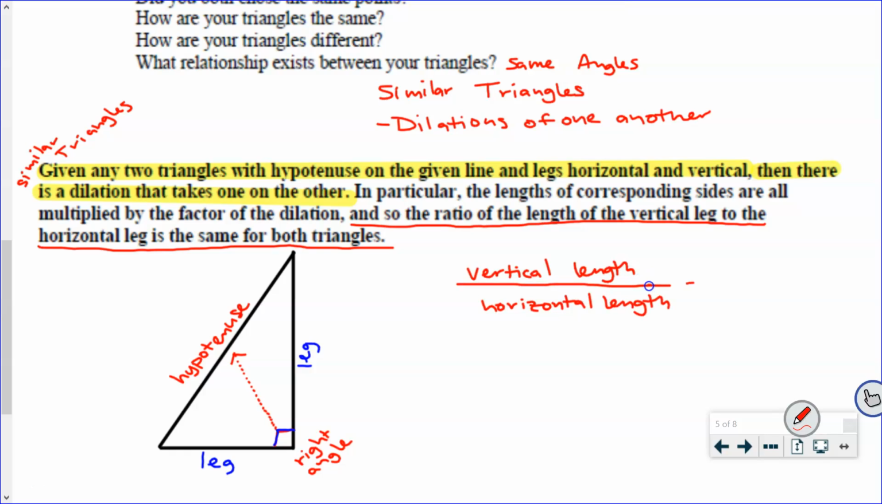And in our last lesson, we started to call it something else. Instead of vertical length, we started to call it the rise. And the horizontal length, instead of calling it horizontal length, we started to call it the run. Now the question that I have for you is, see if you can remember, what is the name of this ratio? It has a special name. What is the name of this ratio?